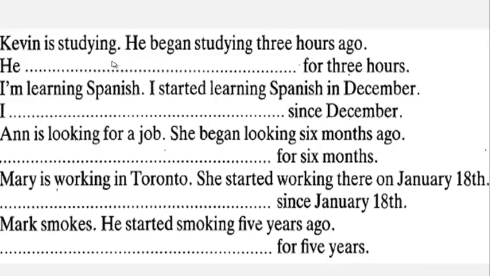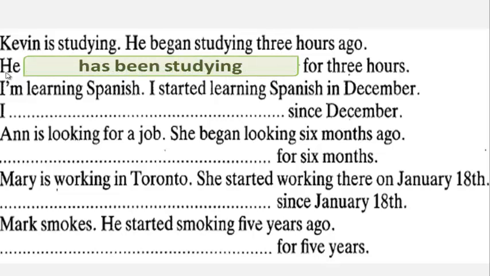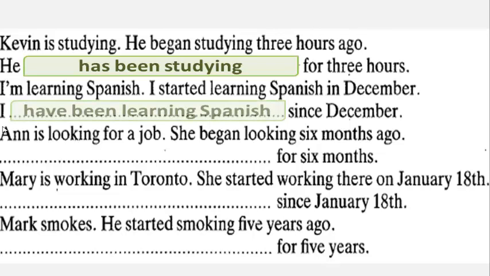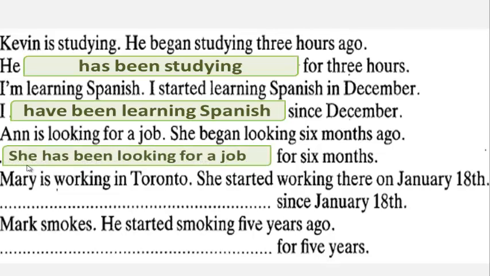Great. Let's complete these sentences using the present perfect continuous tense. Sentence number 1. Kevin is studying right now. He began studying 3 hours ago. So, he has been studying for 3 hours. Second sentence. I'm learning Spanish. I started learning Spanish in December. So, I have been learning Spanish since December. Anne is looking for a job. She began looking 6 months ago. Okay, the complete sentence is Anne has been looking for a job for 6 months.